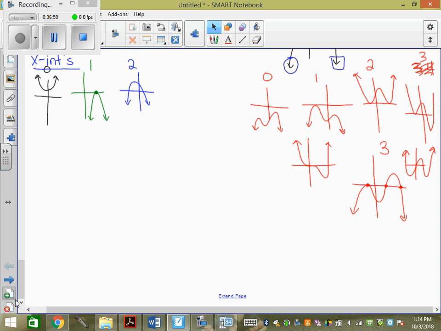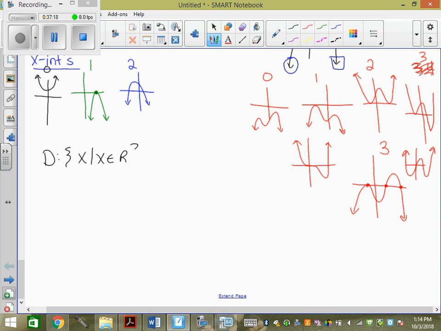All right. Domain. Still easy. What's my domain of a quadratic? Except if it's a word problem. x ∈ ℝ, because the arrows are going all the way out in both opposite directions, or all the way down in both opposite directions. Every polynomial, unless it's a word problem, has a domain of x ∈ ℝ. Same with this one.